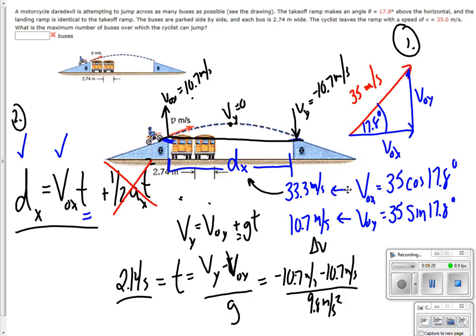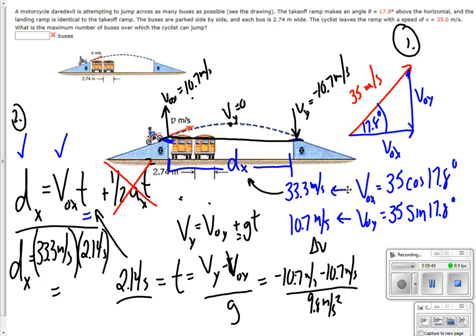So now I know that this guy is going to be in the air for 2.14 seconds, which simply means, how far is the motorcycle going to go? Well, he's traveling at 33.3 meters per second. Remember, that's Vx. That's not my overall speed. I resolved it into Vx. And he is moving with a constant speed of that for the entire 2.14 seconds. So that's going to give me 33.3 times 2.14 is 71.3 total meters, right? So my dx is what I just found, 71.3 meters.